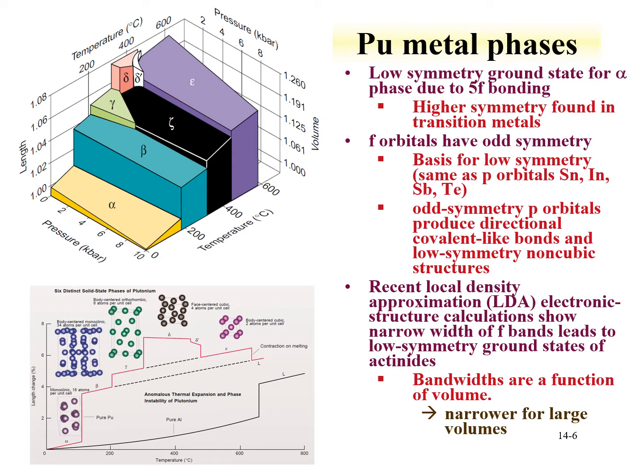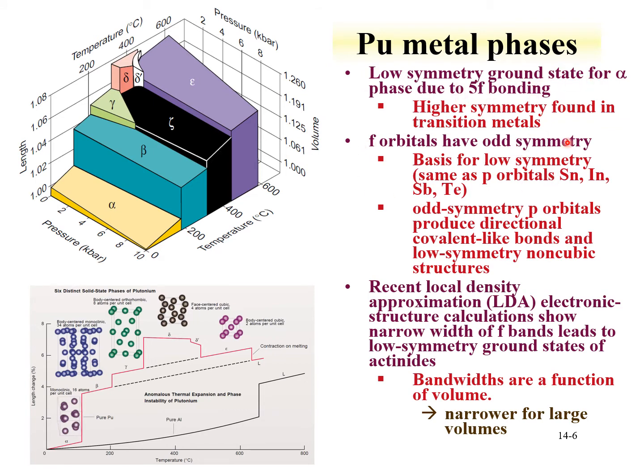This interesting property of plutonium, where you have the different phases, is also manifest at higher pressure. So in this figure, see, as we increase the pressure, this phase, which isn't present at regular atmospheric pressure, can be formed. And these different phases are really due to the behavior of the 5f electrons in the plutonium metal. So, for instance, for the alpha phase, the low symmetry ground state is due to this 5f bonding.